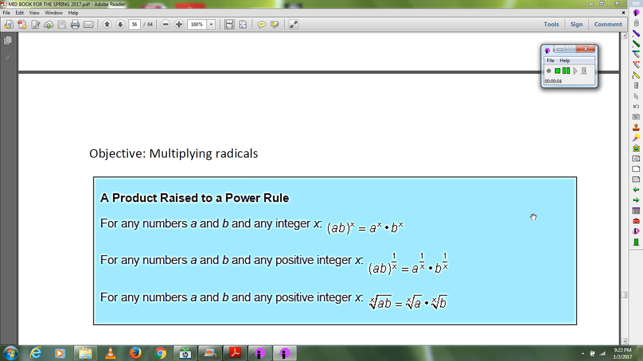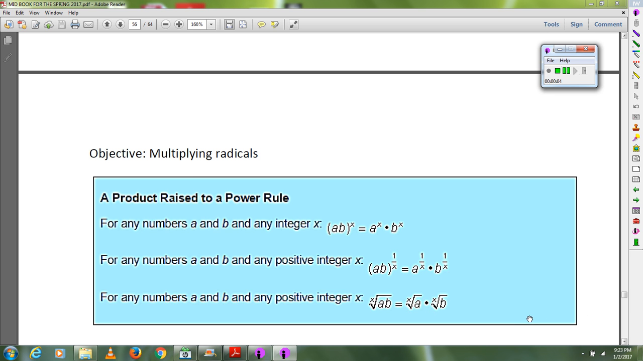The objective for this video is multiplying radicals. So let's look at these three properties. If I have a product raised to a power, I can write them as individual factors to the same powers. Even if my exponent is a fraction, or I have an x root of a product of a times b, I can write them as x root of a times x root of b.